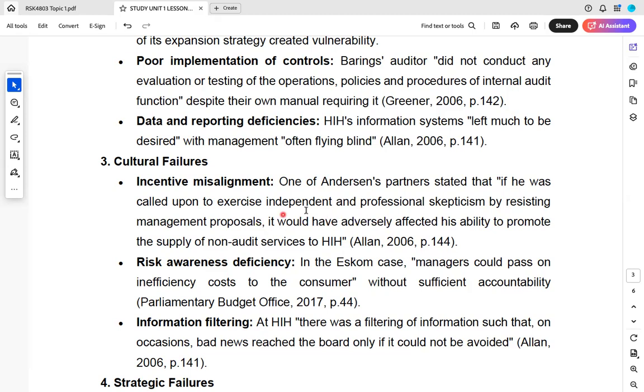was providing certain services. Let me just double check with regards to Anderson's position within HIH.